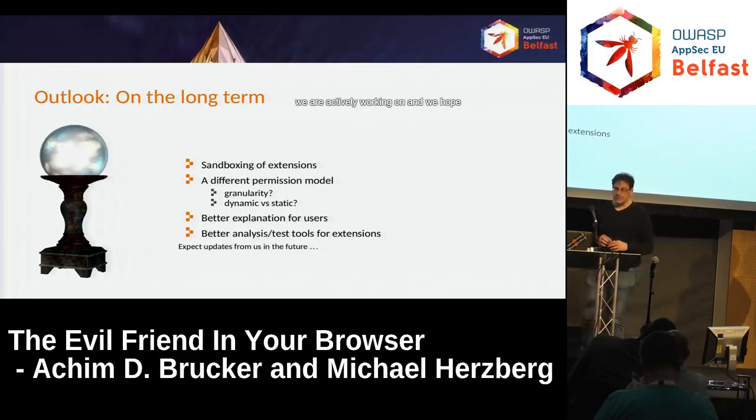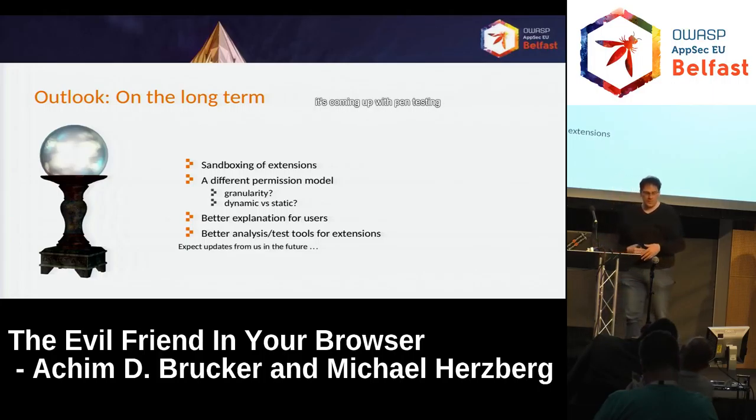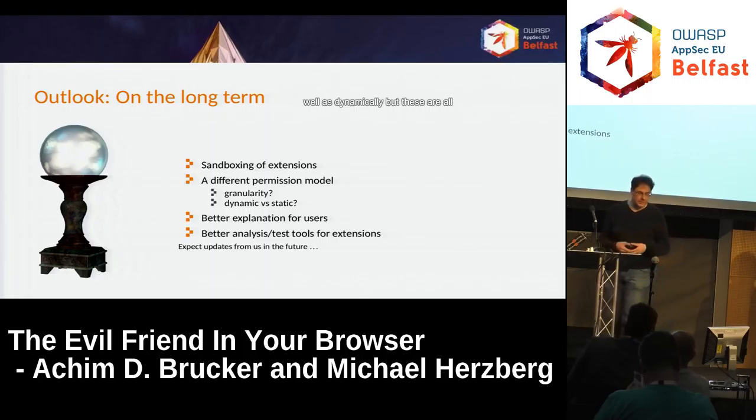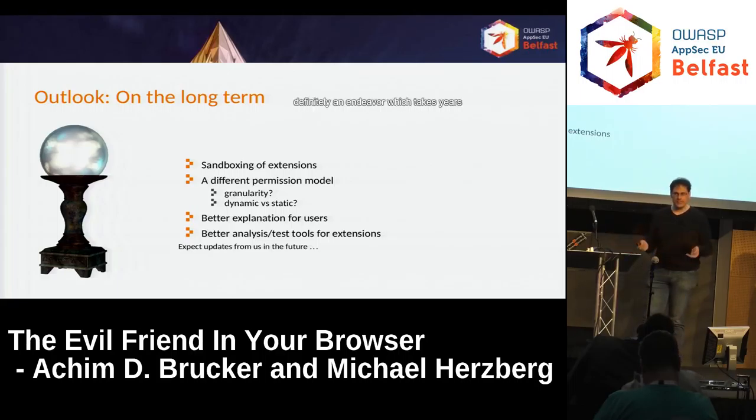We also think, and that's something we are actively working on, and we hope to release a first version of our analysis framework during the next month, is coming up with pen testing or security testing solutions that look at the security of browser extensions, both statically as well as dynamically. But these are all works that are more on the long term. Suggesting a new permission model, implementing it, and getting it accepted is definitely an endeavor which takes years, if not decades.